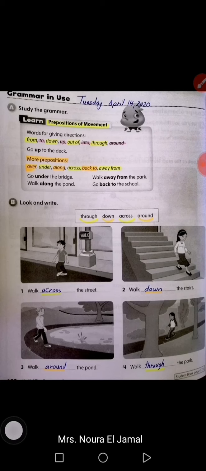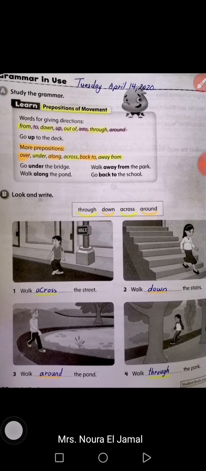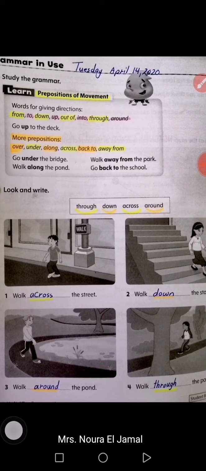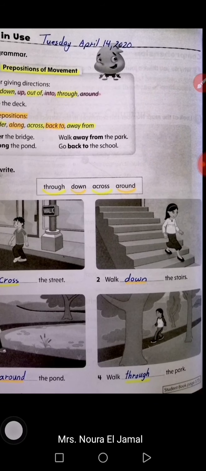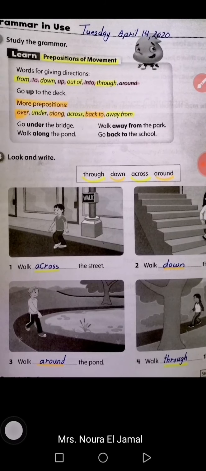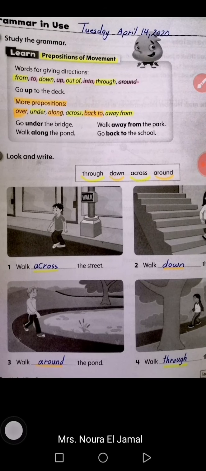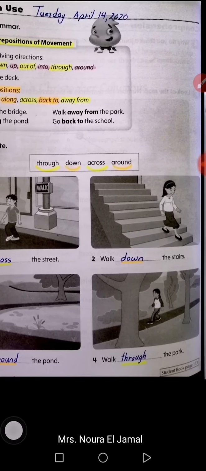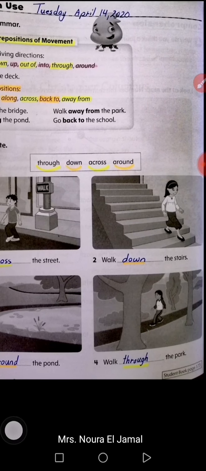Number 1. The first exercise. Through, down, across, around. Look at the picture number 1. Walk across the street. Number 2. Walk down the stairs. Number 3. Walk around the pond. He's walking around. Can you see him here? Number 4. Walk through the park.